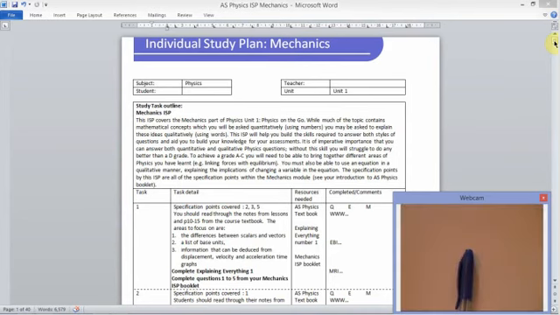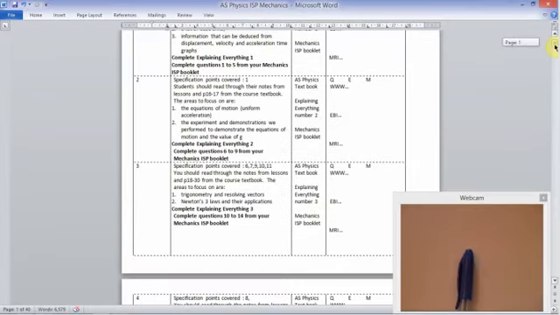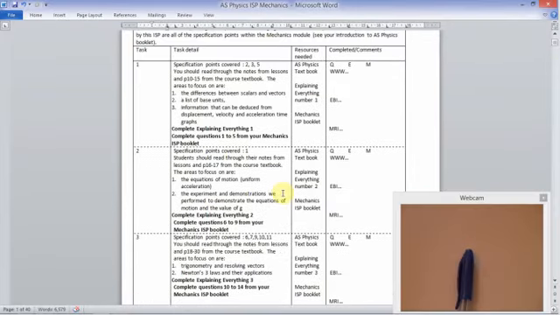In this video I'll go through Unit 1 Mechanics ISP Task 2 for Edexcel AS Physics. If I scroll down to the task, we're really looking at the equations of motion for uniform acceleration, the kinematic equations of motion as they're also known, and experiments and demonstrations we've performed to demonstrate the equations of motion and the value of g.